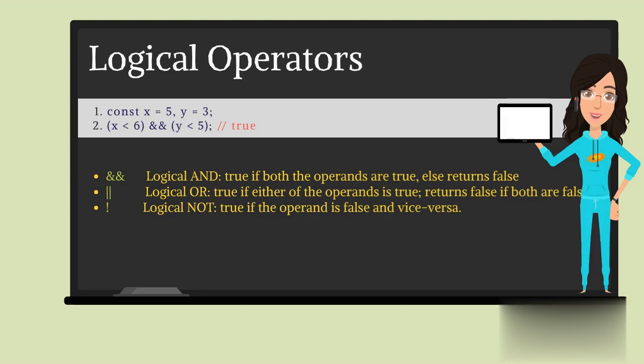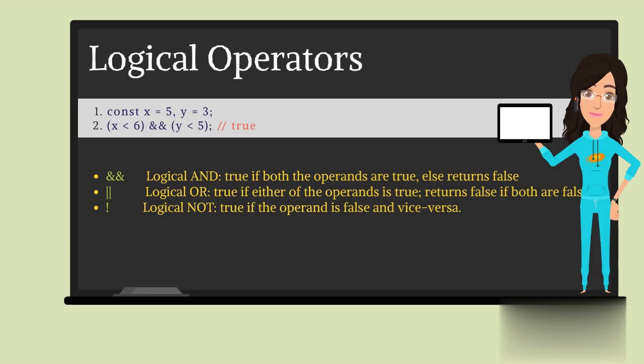And here is the logical operator. There is an AND, which is a logical operator. Since both x is smaller than 6 and y is smaller than 5 are true, the result is true. There are some operators, see on the screen: logical AND, logical OR, and logical NOT.